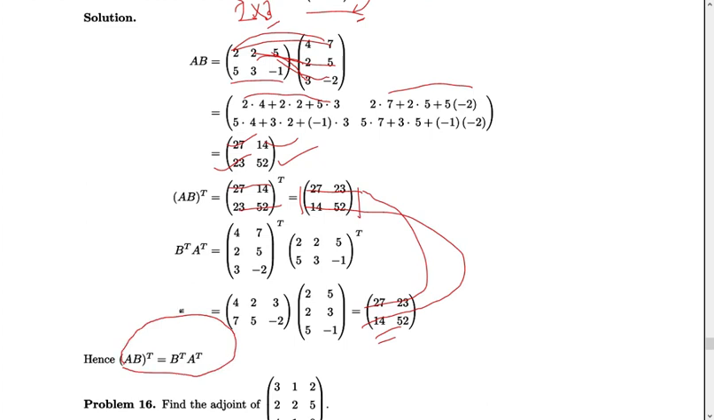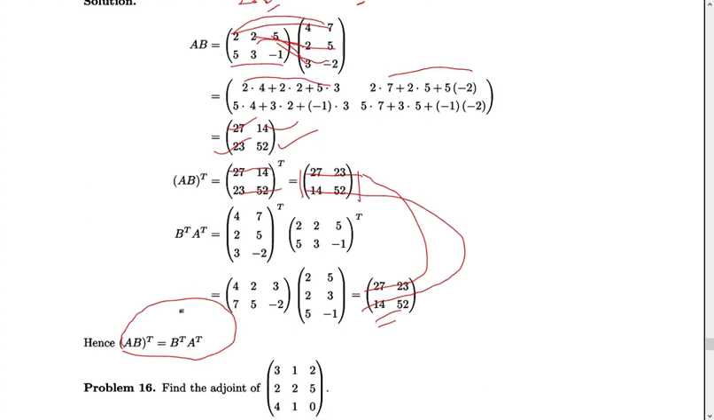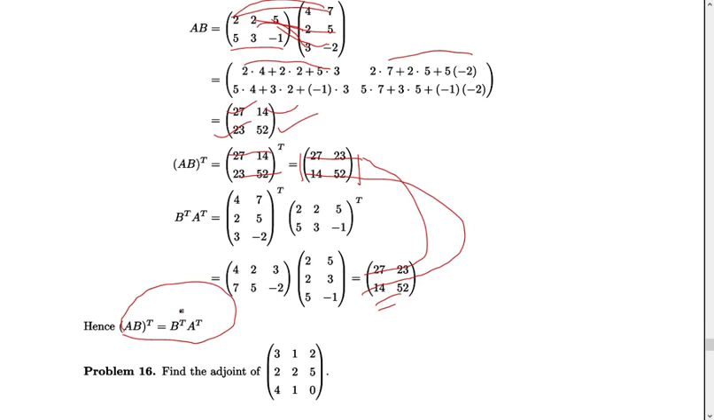Okay, so next problem: find the adjoint of this matrix 3, 1, 2, 2, 2, 5, 4, 1, 0. We are going to find the value of the adjoint. So what is the procedure for the adjoint? First of all, we have to find the minors of that matrix, and then write the cofactor matrix. The adjoint of A is equal to the transpose of the cofactor matrix. That's called the adjoint of that matrix. That is the procedure.